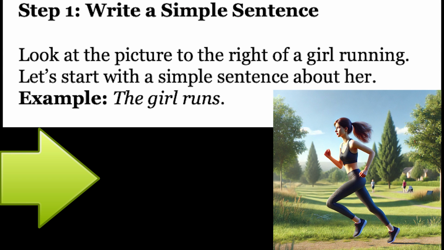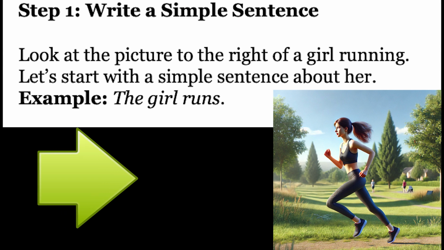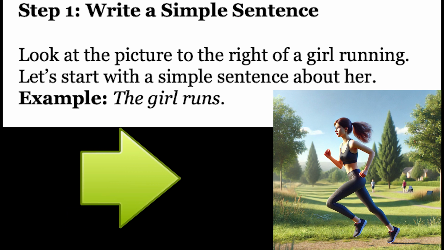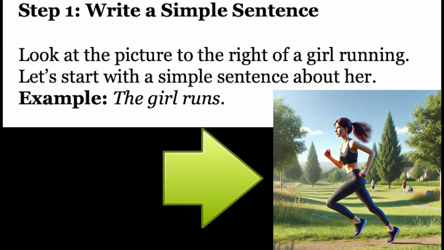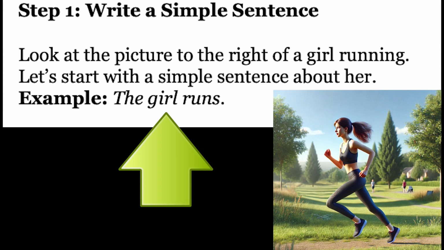Step 1. Write a simple sentence. Look at the picture of the woman running. Let's start with a simple sentence about her. Let's write, "The girl runs." Here we simply want to state what is happening.